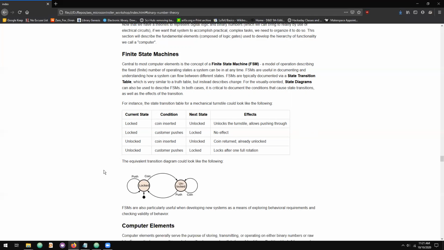Something that's important to note is that states themselves don't represent effects. The transitions represent effects. So once an effect has occurred, you're in a new state.